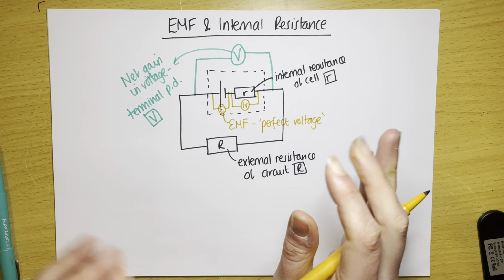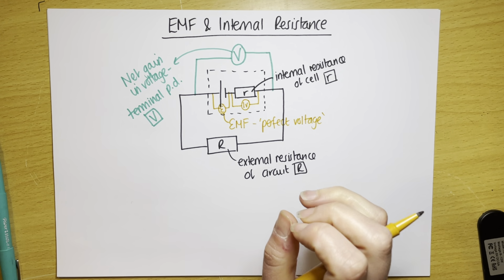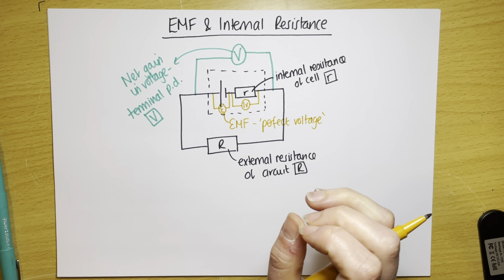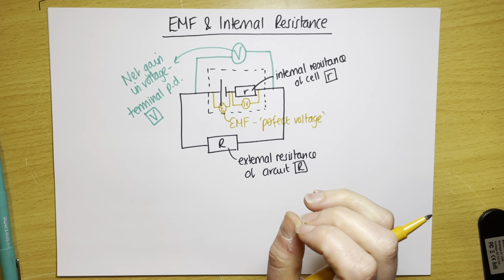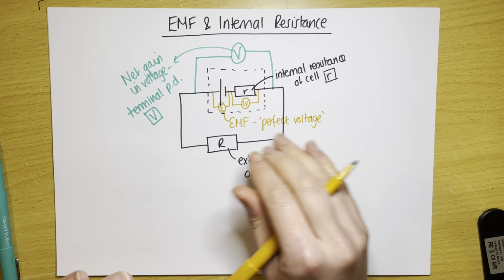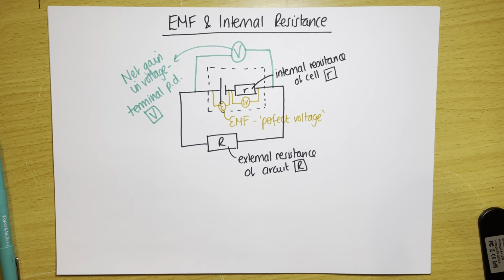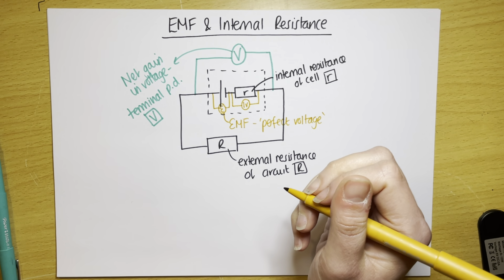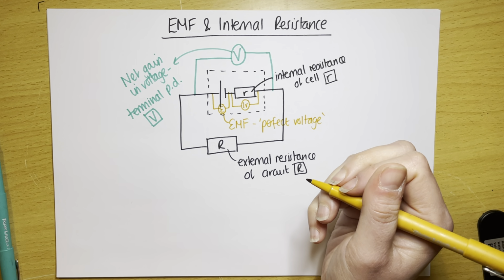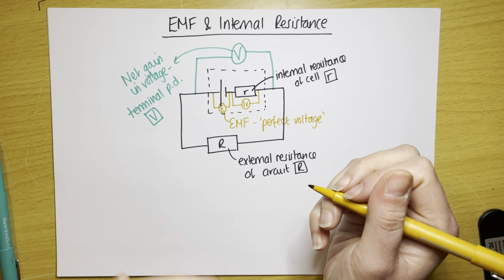The definition of EMF is the energy transferred per unit charge when transferring from something to electrical energy. That's the definition. This is the description: I like to use the idea of a perfect voltage. It's how much energy each coulomb of charge is given overall. So it's not a net gain, it's kind of like the total pay.